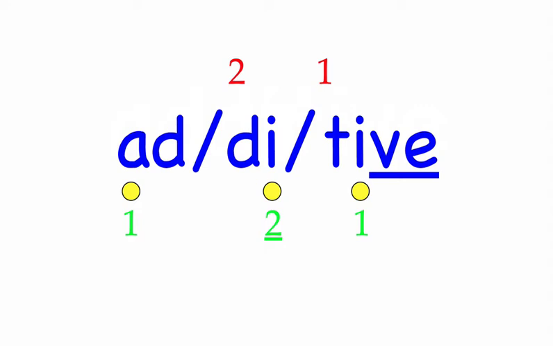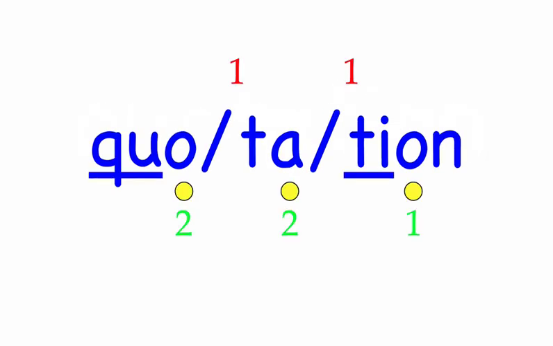Quotation. Quotation. The quotation was underlined in red. Quotation. Quo has 3 sounds. First 2 sounds: qu, o. Ta, 2 sounds: t, a. Tion, 3 sounds: sh, a, n. Quotation. Mark the word.